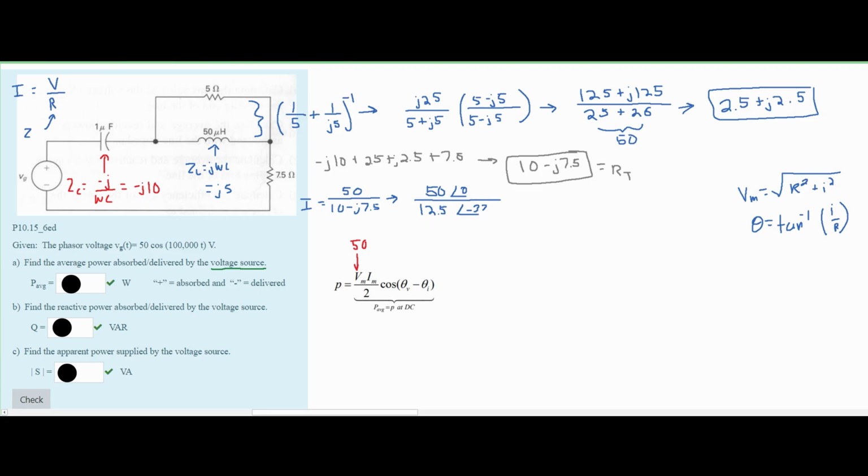Now we want to check if our angle is correct. So when we graph this, our imaginary number is in the y-axis, which is in the negative. Our real number is in the x-axis, which is in the positive. So that means our angle has to be in the fourth quadrant, which it is. So we know that we've done this correctly.